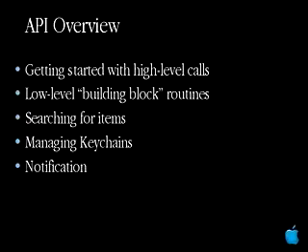There are high-level calls, which are very easy to get started with. Those high-level calls actually have some underlying low-level routines to do bits and pieces of functionality that you may need. The API allows you to search for items. That's its primary purpose there, to find. And then there are API routines to let you manage keychains. And finally, there's the ability to notify when something has occurred with the keychain, whether it's the keychain unlocking or a particular item is being accessed. You can register and get notifications for those sorts of events.